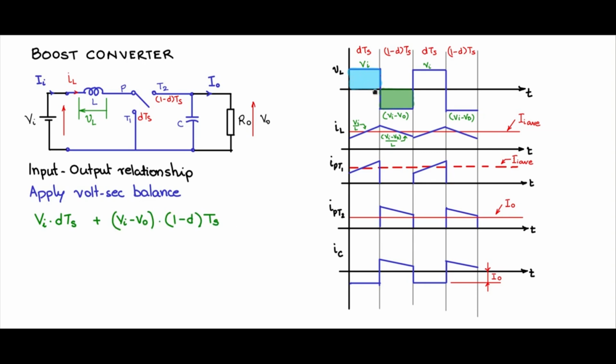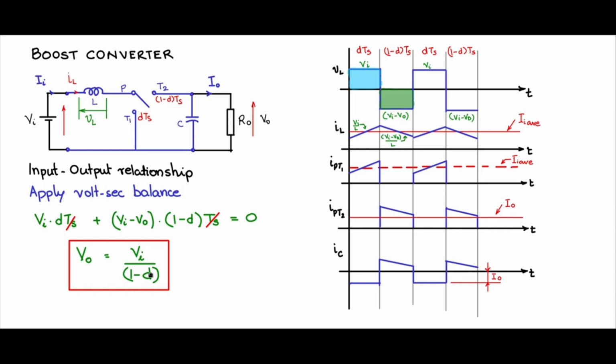Now this positive area and negative area should balance out, so the sum should be equal to 0. I will remove the Ts variables out of the picture. Now the remaining variables, if you simplify, you have Vi into D, and you have Vi minus Vi into D. So this Vi into D and this Vi into D will cancel out. You have V naught into (1 minus D); push it to the other side. So you will end up with V naught equals Vi by (1 minus D). Now this is the input-output voltage relationship for the boost converter.